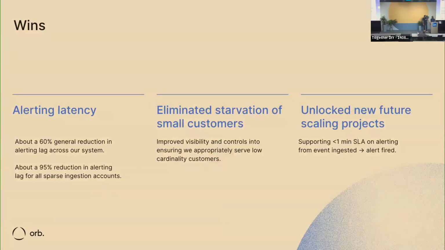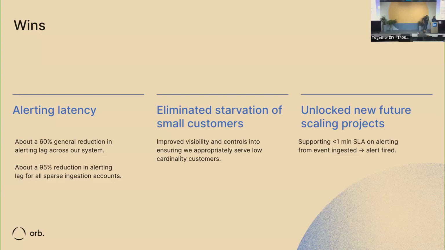Cool. So in terms of what we realized as wins from this, there were mainly three. Alerting latency generally dropped about 60% across all of our tenants. For sparse ingestion customers, this dropped about 95%. We also eliminated the starvation problem for small tenants because we were able to queue up their customer processing relative to their own customer base, as opposed to being relative to Orb's total customer set. And we also unlocked new future scaling projects.